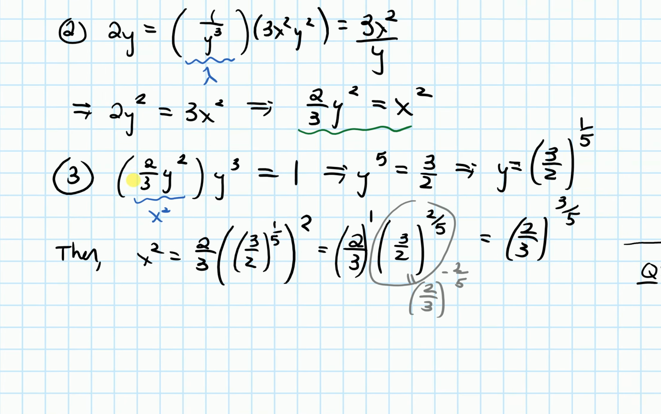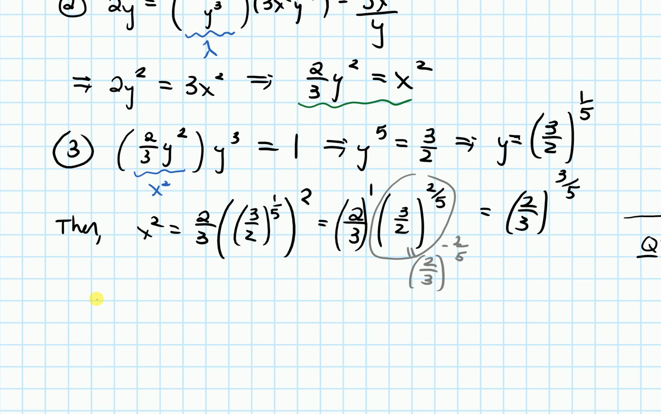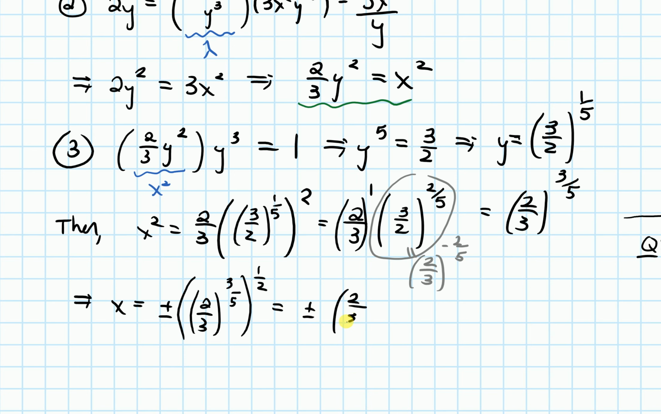Okay, so this is x squared. So now I need to square root both sides to get x. And when I square root both sides, I need to put a plus or minus. I'll get plus or minus, and I'll get 2/3 to the 3/5, and that needs to get square rooted. The square rooting means same thing as 1/2 power. So we get plus or minus 2/3, and multiplying these powers, we'll get 3/10.